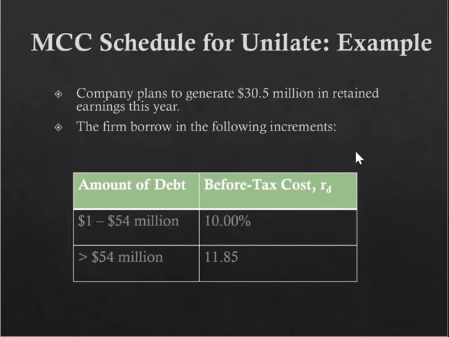So here's the example. Company Unilate plans to generate $30.5 million in retained earnings this year. The firm can borrow in the following increments. You've got debt from 1 to 54 million, where the before-tax cost is 10%, and above 54 million, the before-tax cost is 11.85%. And that's driven by essentially the generation of retained earnings and the amount of debt.